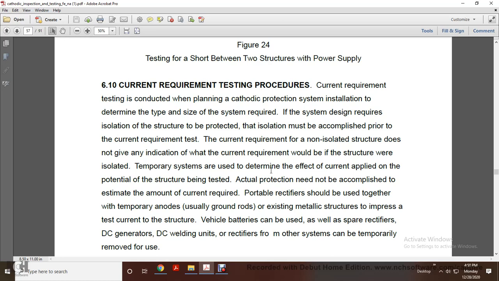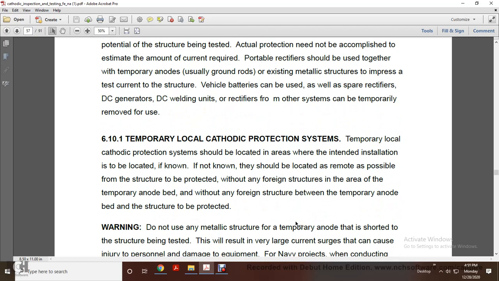Current requirement testing on a non-isolated structure does not give a true indication of the current requirement. A temporary system is used to determine the effect of the current applied on the potential of the structure being tested, to estimate the amount of current required. Rectifiers should be used together with temporary anodes, usually ground rods or existing metallic structures, to improve the testing current. Vehicle batteries can be used, as well as spare rectifiers, DC generators, DC welding units, or rectifiers from other systems temporarily removed from use.